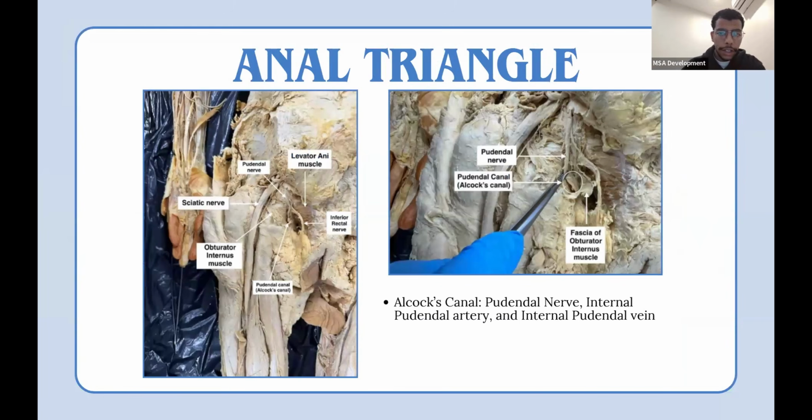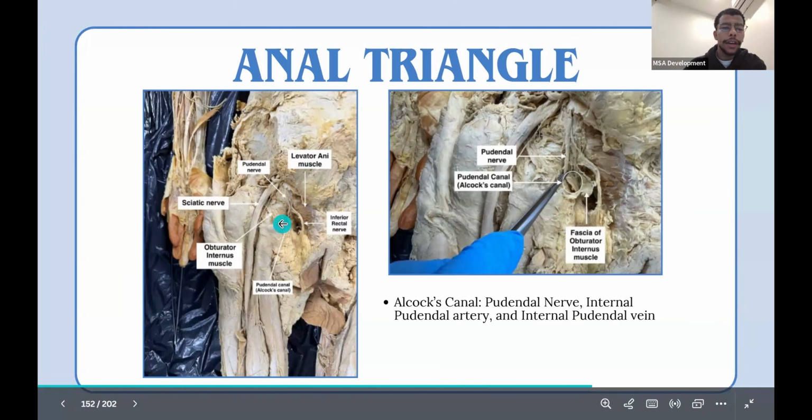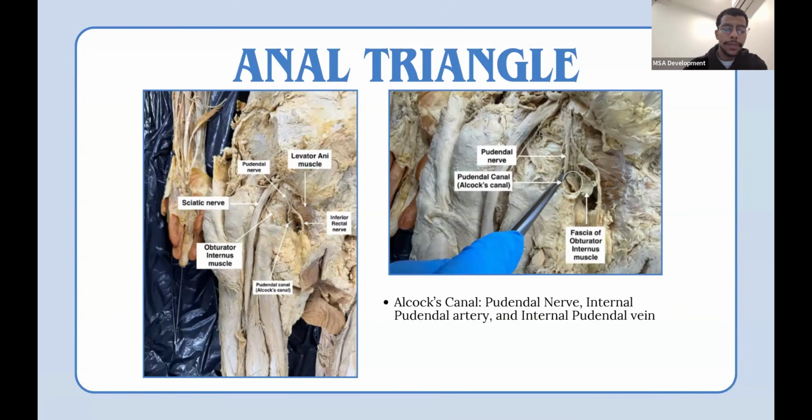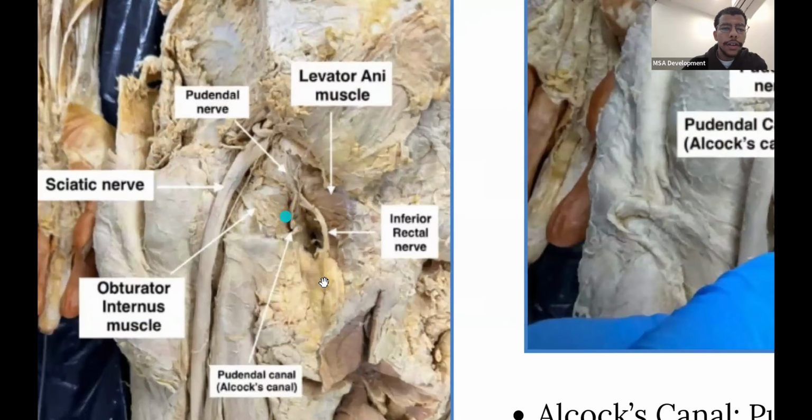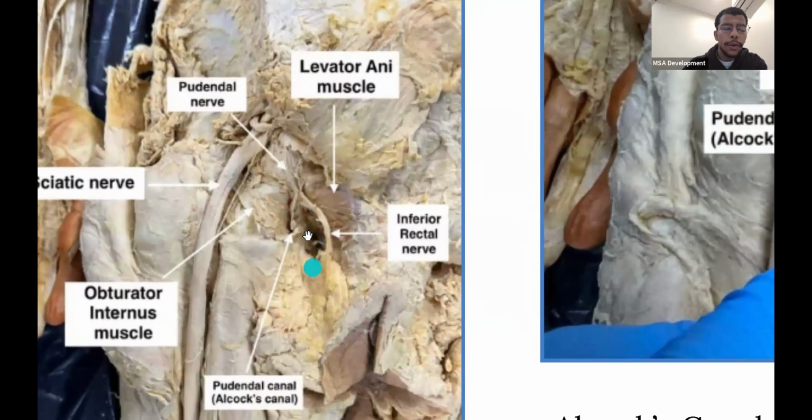Now we have the anal triangle. First off, you need to orient yourself. This is the patient lying on his stomach, so this is behind, basically. Here, as you guys can see, we have a deep hole.